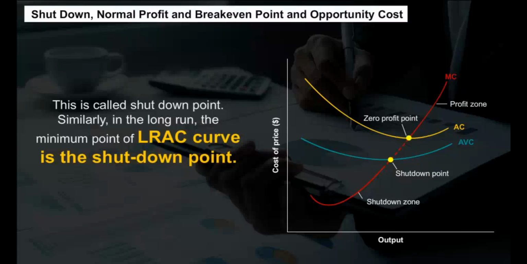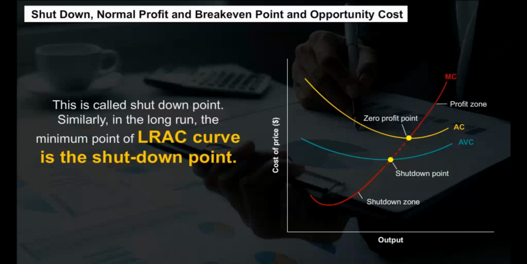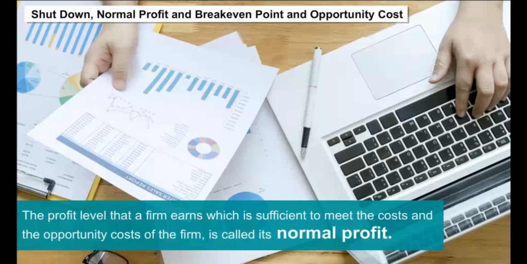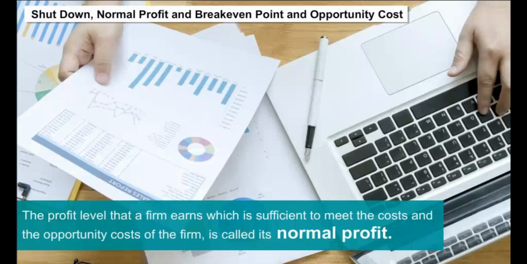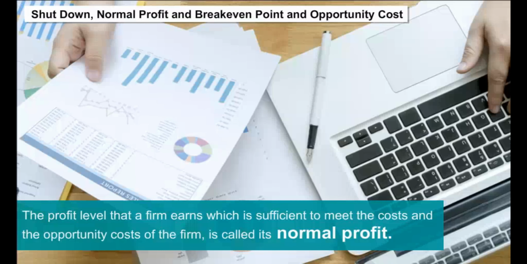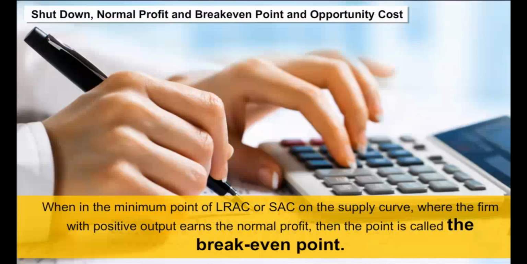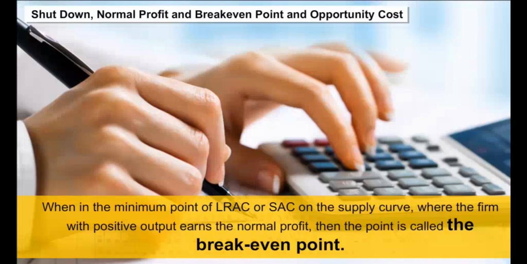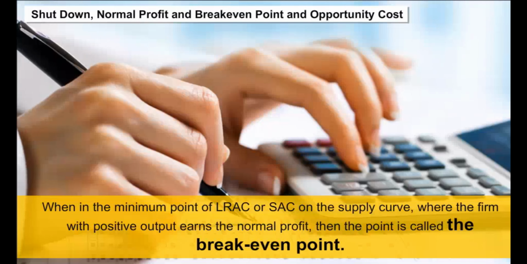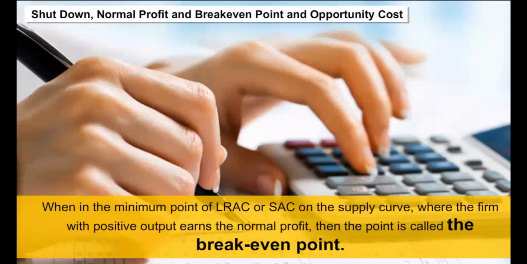Similarly, in the long run, the minimum point of the LRAC curve is a shutdown point. The profit level that a firm earns, which is sufficient to meet the costs and the opportunity costs of the firm, is called its normal profit. When at the minimum point of LRAC or SAC on the supply curve the firm with positive output earns the normal profit, then the point is called the break-even point.